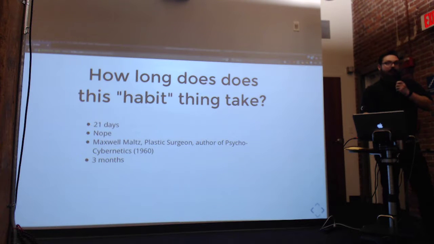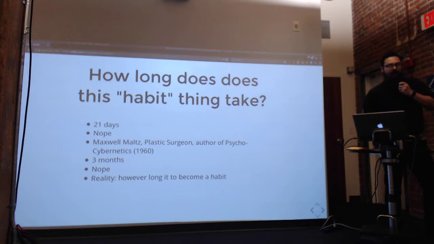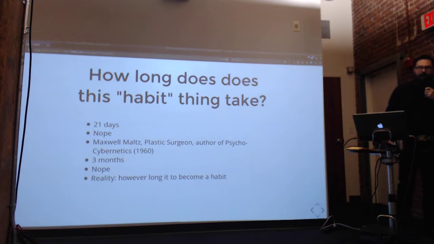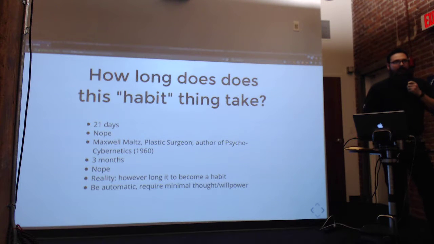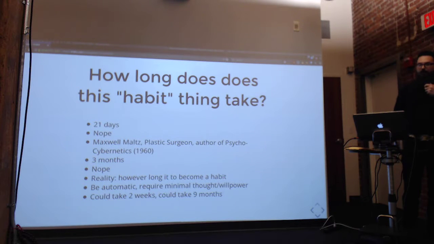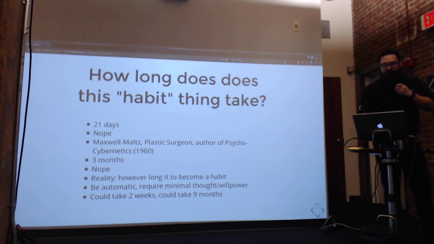So it's 3 months then, right? We've all heard 3 months as well. Now, the reality, and this sounds kind of dumb, is however long it takes for it to become a habit. It needs to be automatic, requiring as little thinking as possible. So if it's something simple, it could take 2 weeks. If it's something complex, it could take 9 months, even longer. Like 2 weeks, you find out that it's good to use mouthwash after brushing. Okay, I'll have that. 9 months, switching from cigarettes to carrots, although I think that took me years.